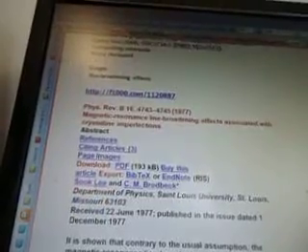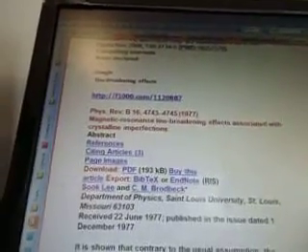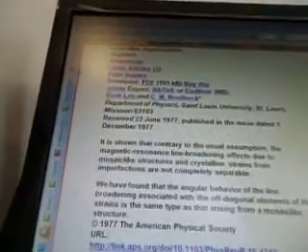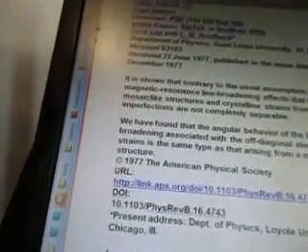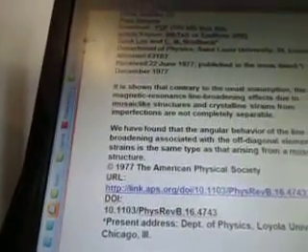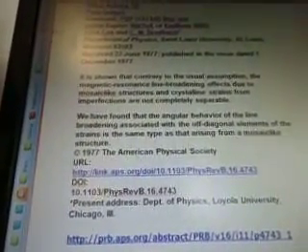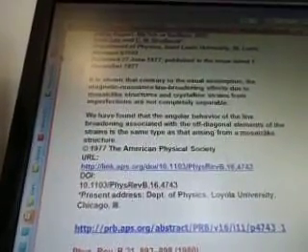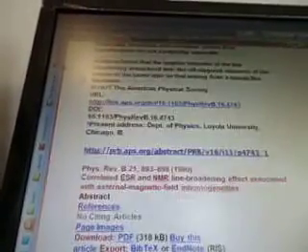Okay, so Google line broadening effects, f1000.com, and this Physical Review 1977 PDF comes up. Magnetic resonance line broadening effects associated with crystalline imperfections. June 1977. It is shown that, contrary to the usual assumption, the magnetic resonance line broadening effects due to mosaic-like structures and crystalline strains from imperfections are not completely separable. We found that the angular behavior of the line broadening associated with the off-diagonal elements of the strains is the same type as that arising from the mosaic-like structure.